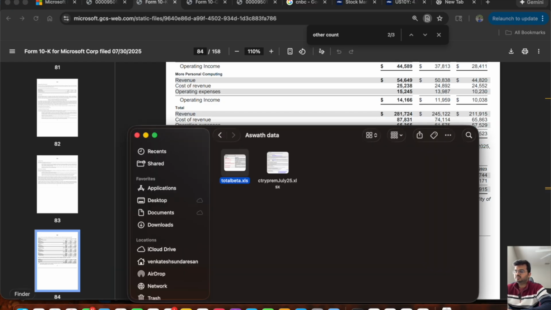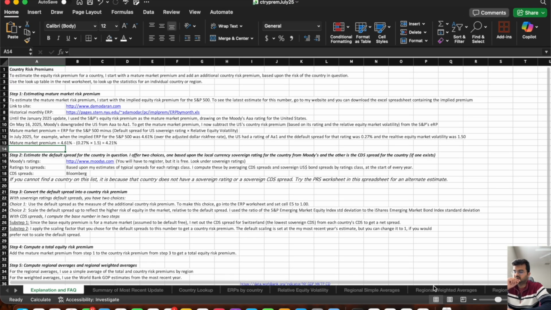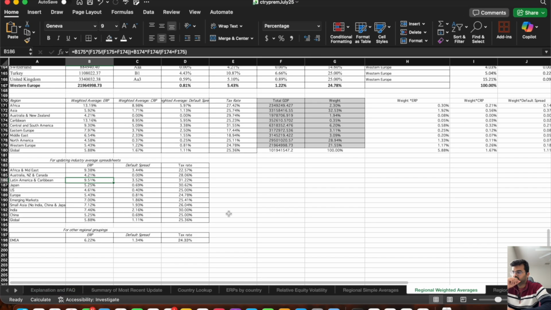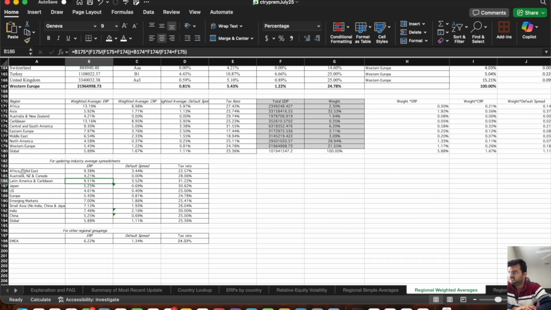For this, the professor also provided data on what the market risk premium should be for each and every country. I'll also show you that information. The professor has measured that if the business is solely operating in the US, you can expect around 4.61 percent ERP. And for the rest of the world, the professor is expecting the value to be 5.88%.